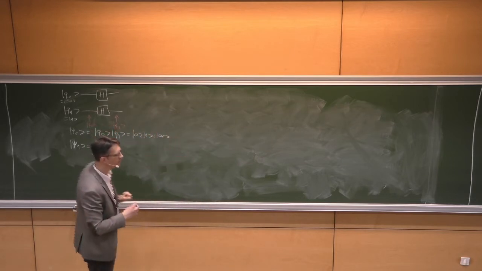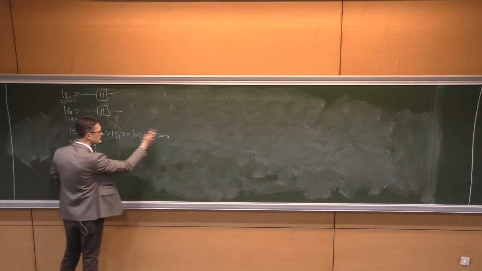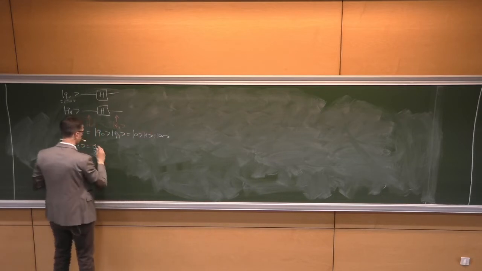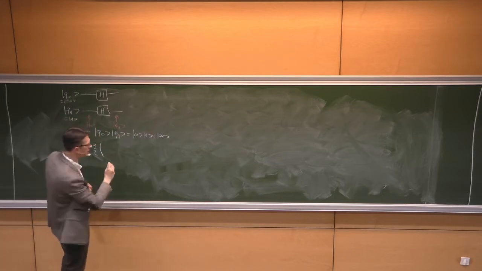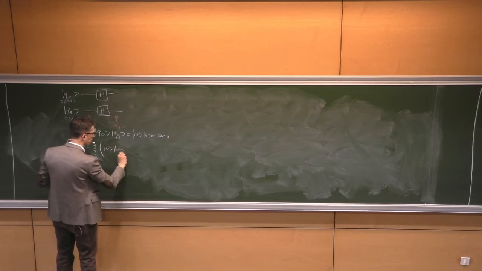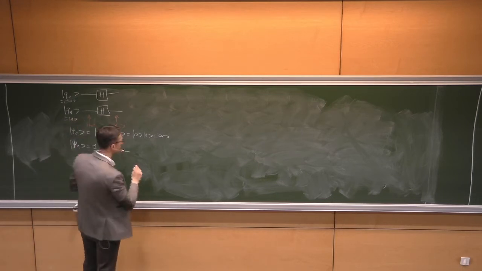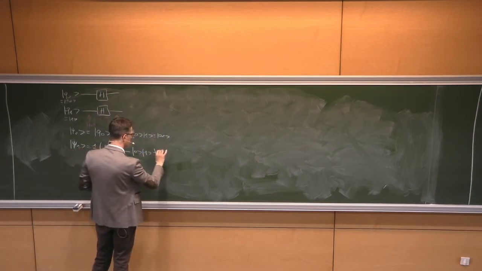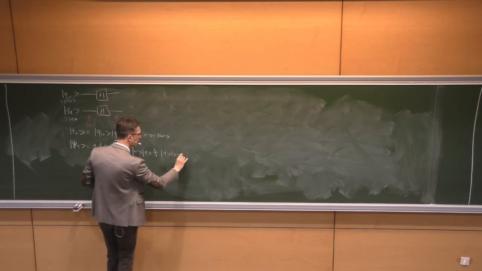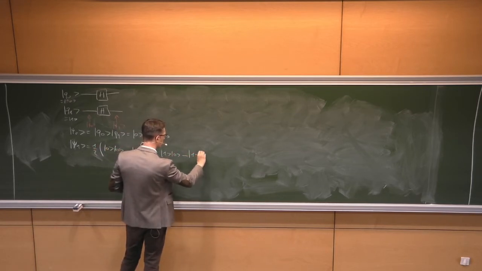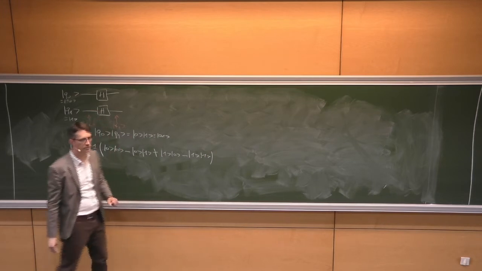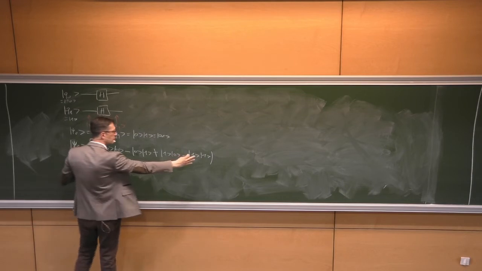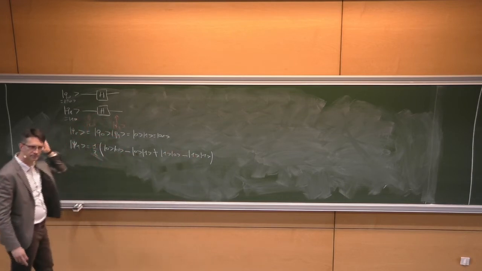So if I do this, I end up with 4 possibilities: 00, 01, 10, and 11. So I end up with 00 minus 01 plus 10 minus 11. Okay. So I applied Hadamard gates to each of them, and this is the state that I have.